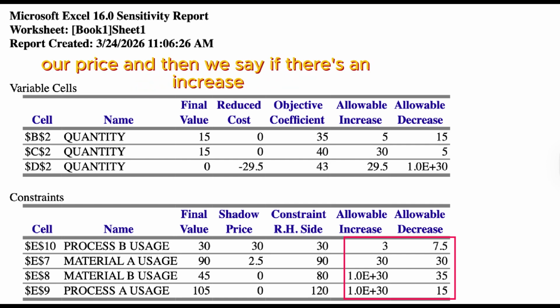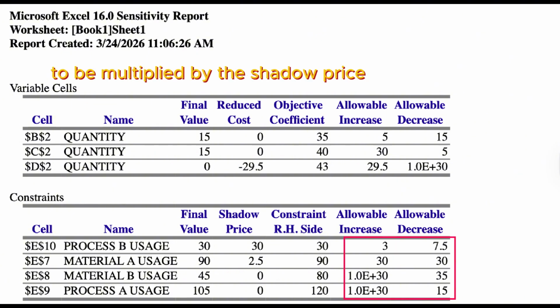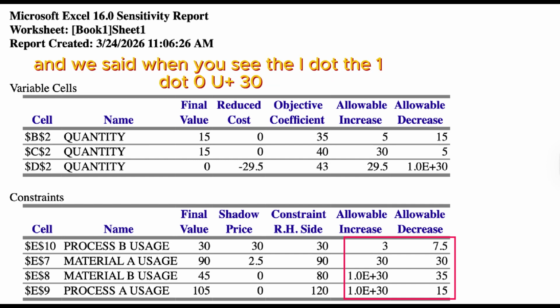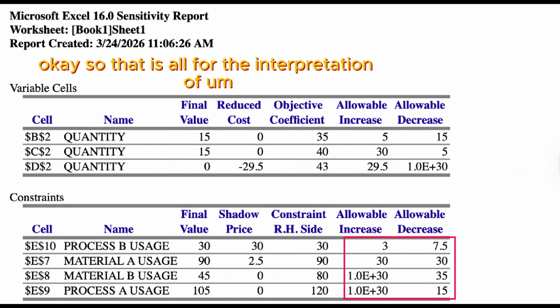And then we say if there's an increase, you multiply it by the shadow price. If there's a decrease, you multiply by the shadow price. So for those with a shadow price of 0, whether there's an increase or decrease, it won't affect it. And we said when we see 1E+30, it represents infinity. Okay, so that is all for the interpretation.